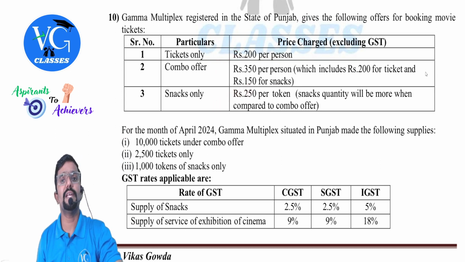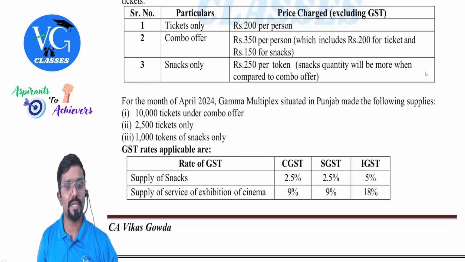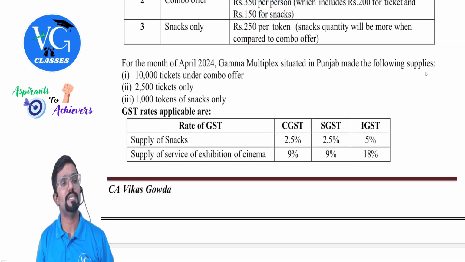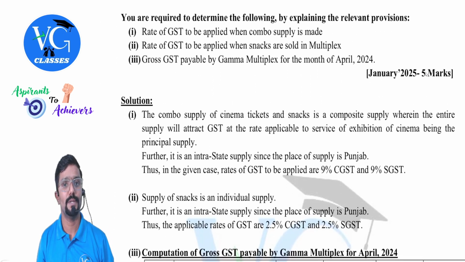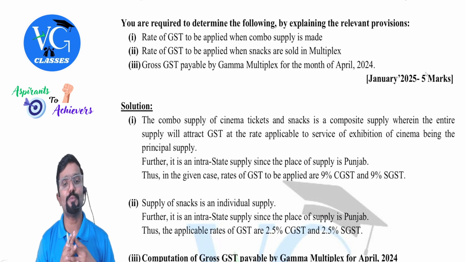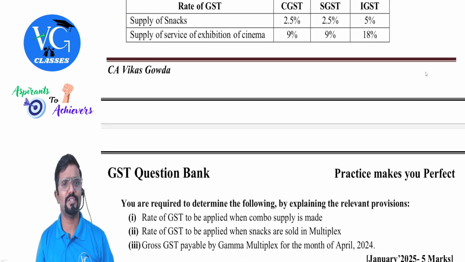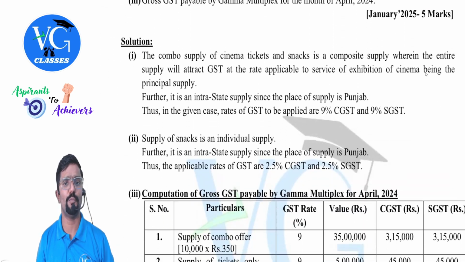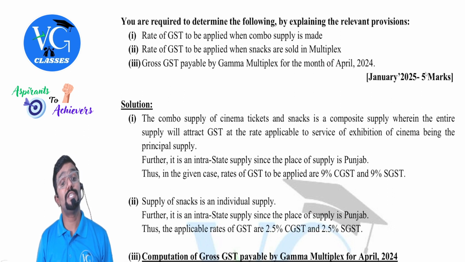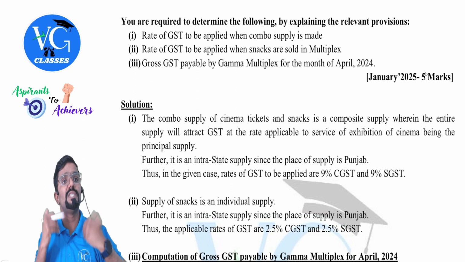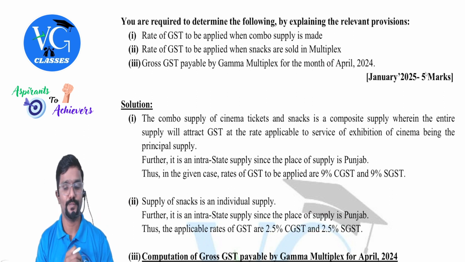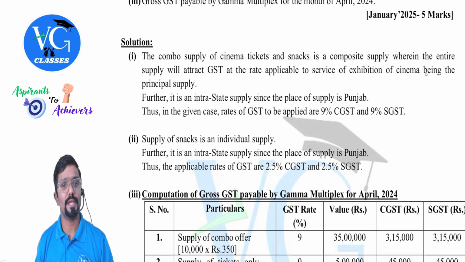Clear? Now, can we consider this as a composite supply? Yes. Which is the principal supply here? Ticket. Whatever is the rate applicable for the ticket will be applicable for the entire value, guys. Rate of GST to be applied when snacks are sold in multiplex. Okay, only for snacks. For snacks, actually, what is the rate? 5%, 2.5, 2.5. Then gross GST payable by Gamma Multiplex for the month of April. Considering all three, how much GST they should pay for April? 5 marks question asked in the exam.